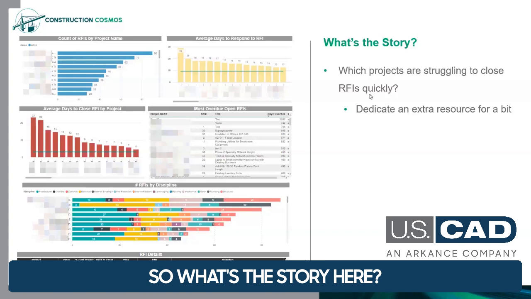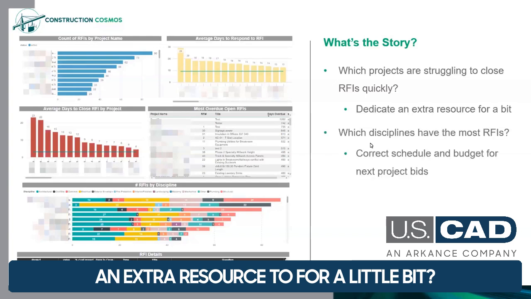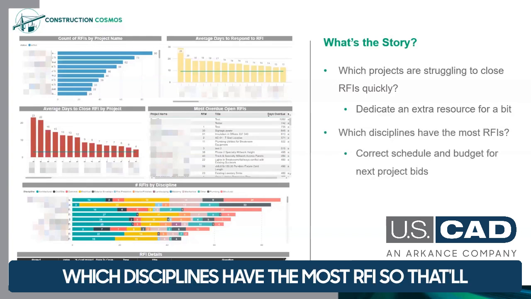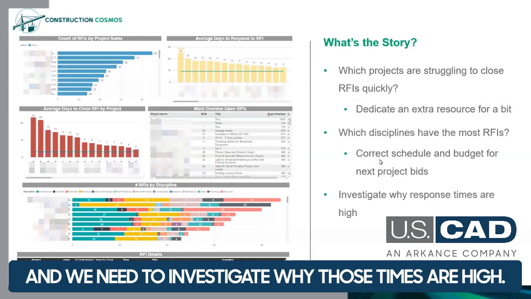So what's the story here? Which projects are struggling? So therefore, where can we shift or dedicate an extra resource to for a little bit? Which disciplines have the most RFIs? So that'll help us correct our budget and schedule. And we need to investigate why those times are high.